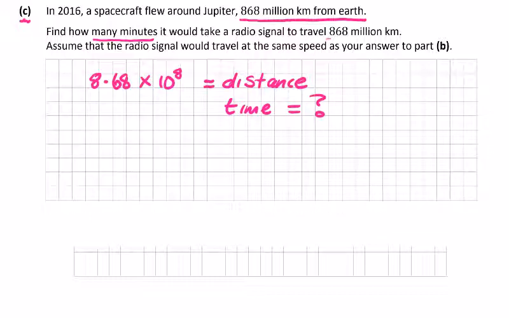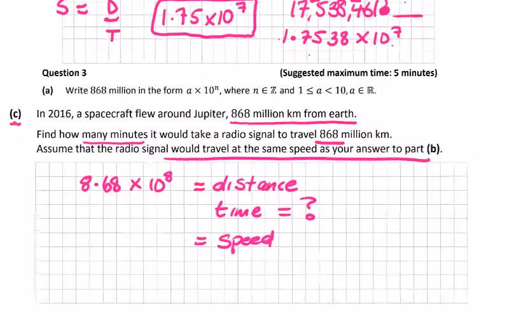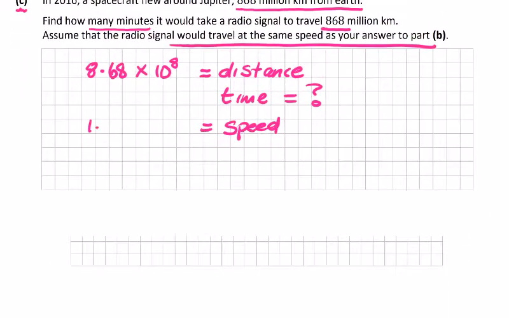It would take a radio signal to travel this distance. So assume we would have the same average speed as your answer to part B. So they're giving us speed here. What did we get for it? 1.75 by 10 to the power 7. So they're just making sure that you don't panic here.